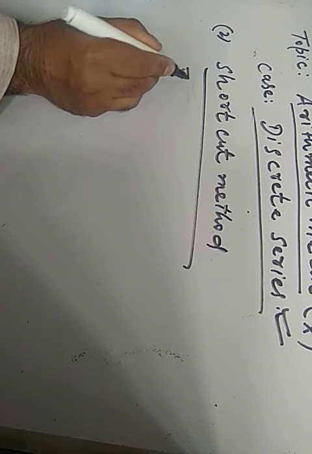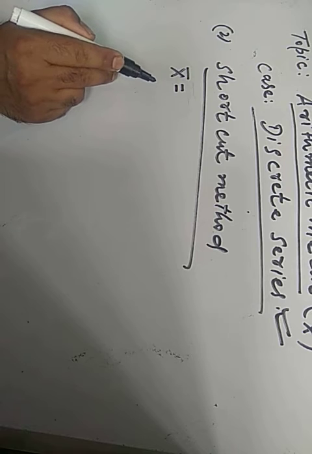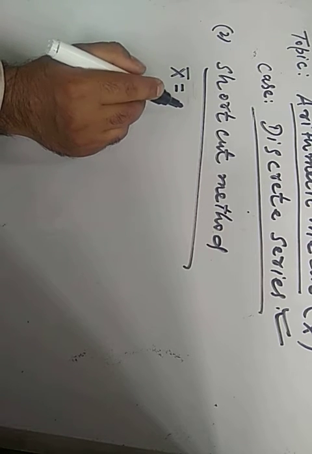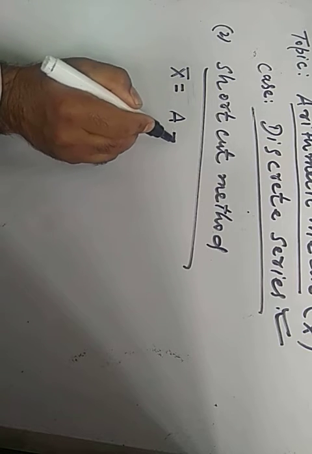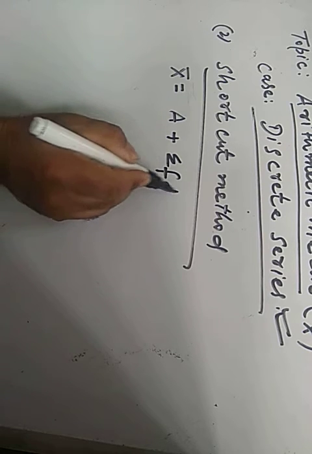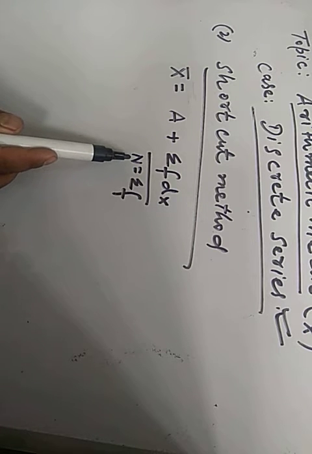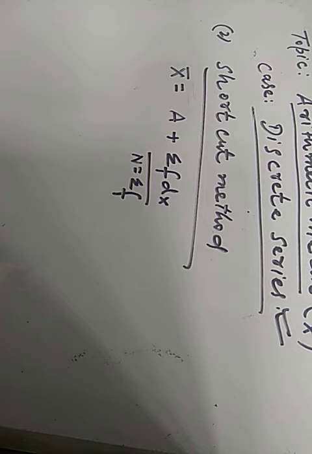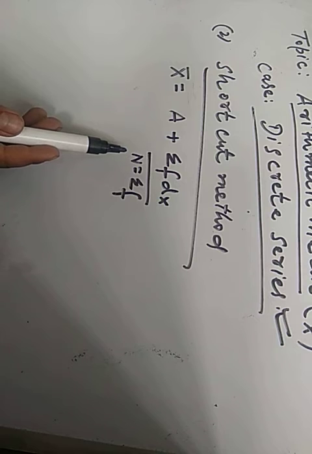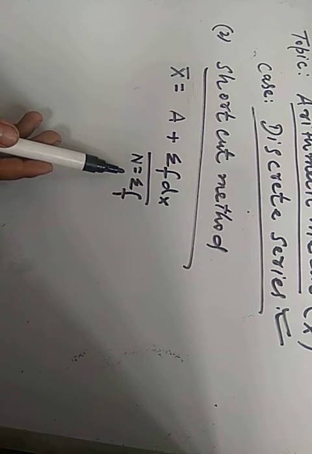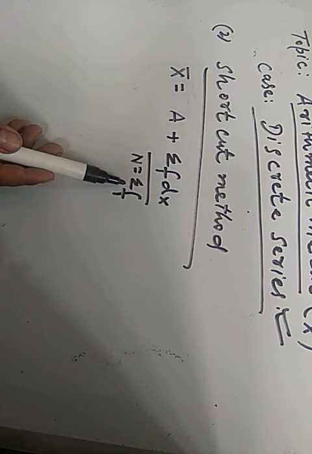In shortcut method the formula for calculating arithmetic mean in case of discrete series is given as x bar equal to, that is arithmetic mean, it is calculated with the help of the formula a, that is assumed mean, plus summation of fdx divided by n, which is equal to summation of f. I use both these terms, n as well as sigma f, because in some books you may find that they have written only n, so that it may make it clear. I use along with this symbol sigma f, that is summation of frequencies.